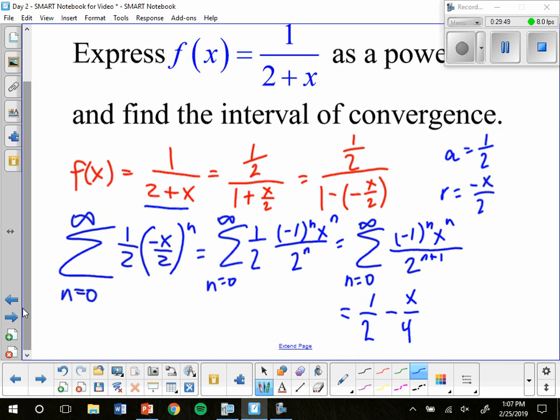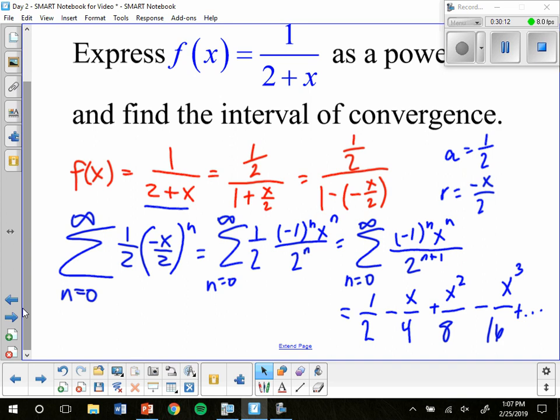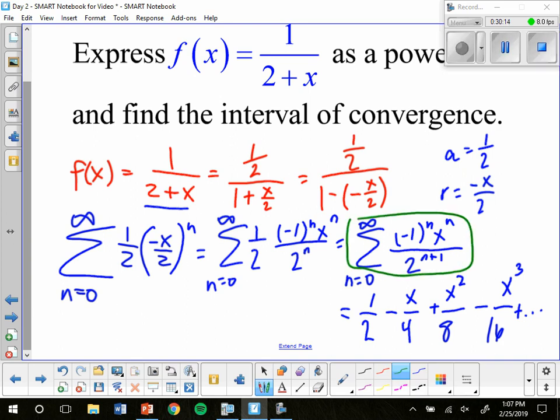Plug in 2, I get positive x squared over 2 to the 3rd. I multiply by negative x over 2 again, that's good. And then I plug in 3 and I get negative x to the third over 2 to the 4. So it does look like what I wanted it to look like. So the cool thing is that this series looks like that function.